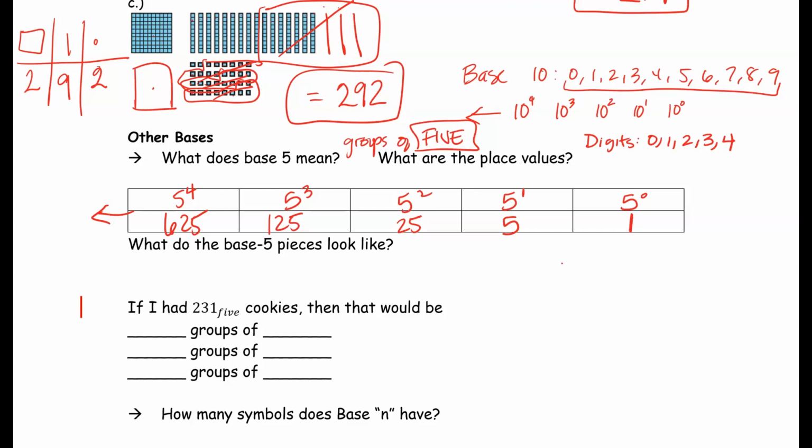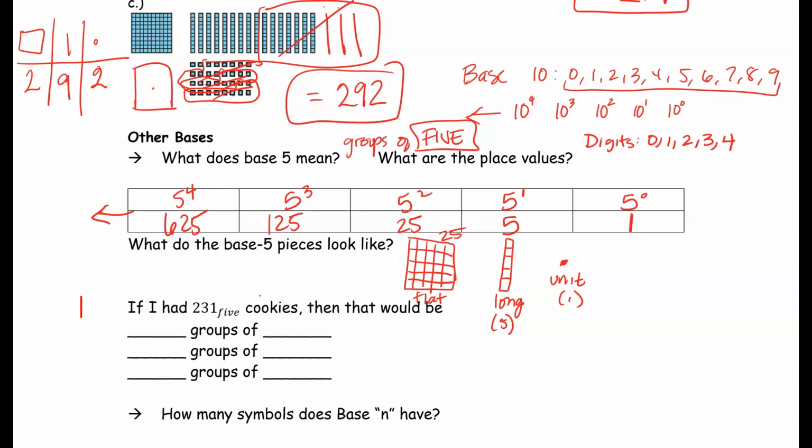So what do the base 5 pieces look like? We still have a unit, so we call this a unit. If we're doing groups of 5, it means that we put 5 of those together to make, we still call this a long, but it's worth 5. We have a flat, but instead of 10 by 10, now it's just going to be 5 by 5. Pretend like this is drawn to scale. So this would be 25.